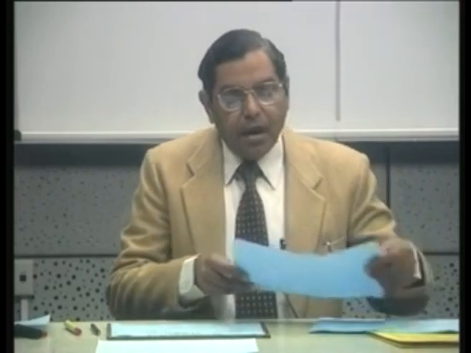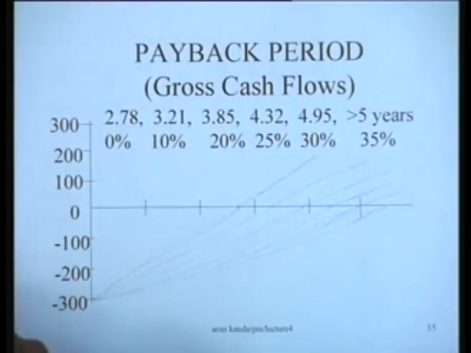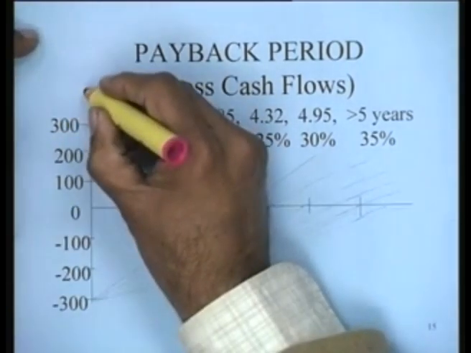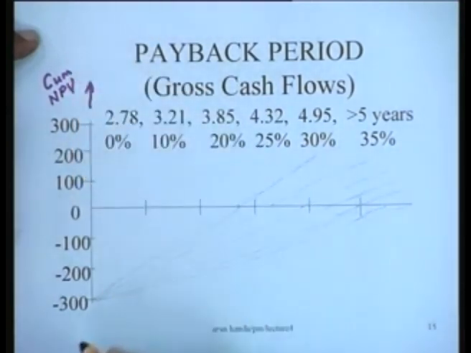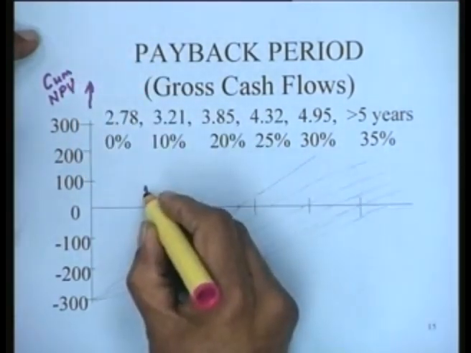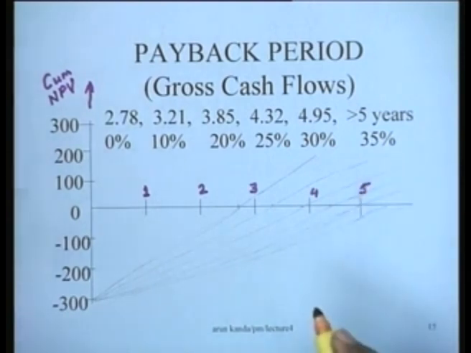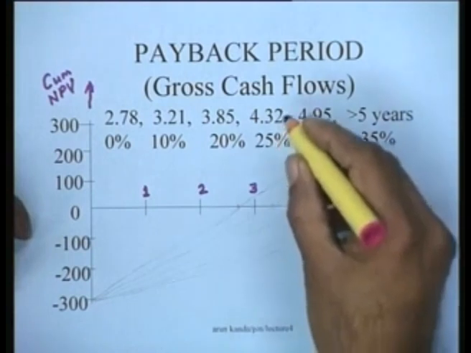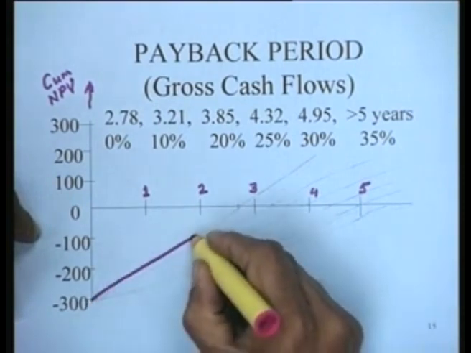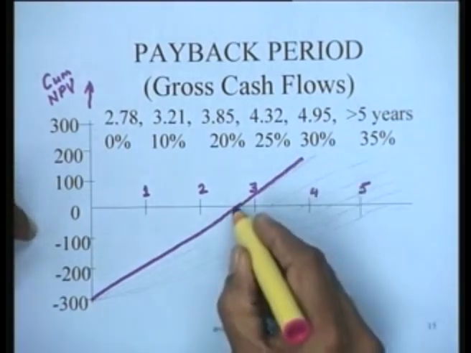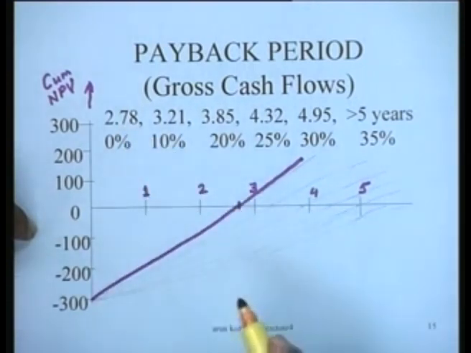Similarly, let us see how the payback period has changed for these gross cash flows. If you plot the unrecovered money, or the cumulative NPV, on this side, and the years, 1 year, 2 years, 3 years, 4 years and 5 years, here, then when we plot the cumulative NPV for 0%, the curve looks something like this, and our payback is 2.78 years.